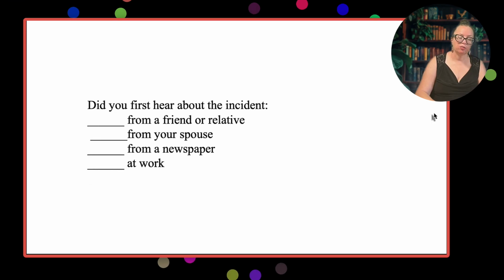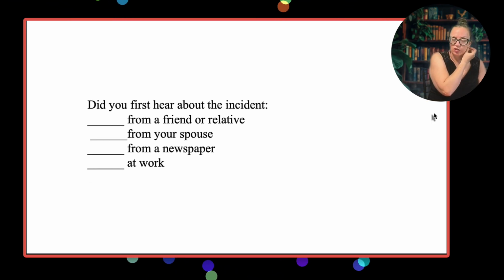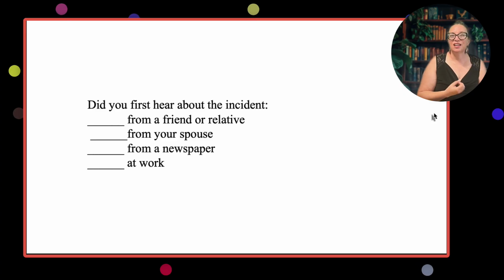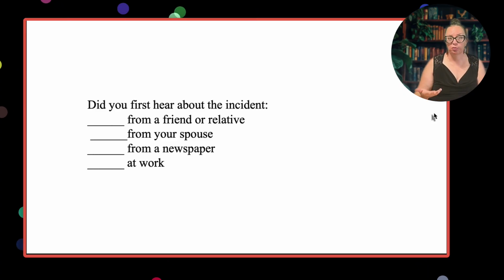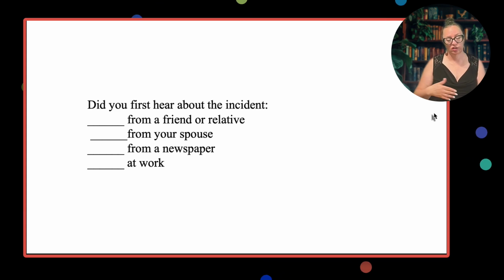The categories example: when did you first hear about some information and where was it from? When did you first hear about a certain incident? The options are from a friend or relative, from your spouse, from a newspaper, or at work. This is not a very exhaustive list. There's no other option. There's no internet option. There's a lot of other options we could include here. So this is certainly not exhaustive in our listing.